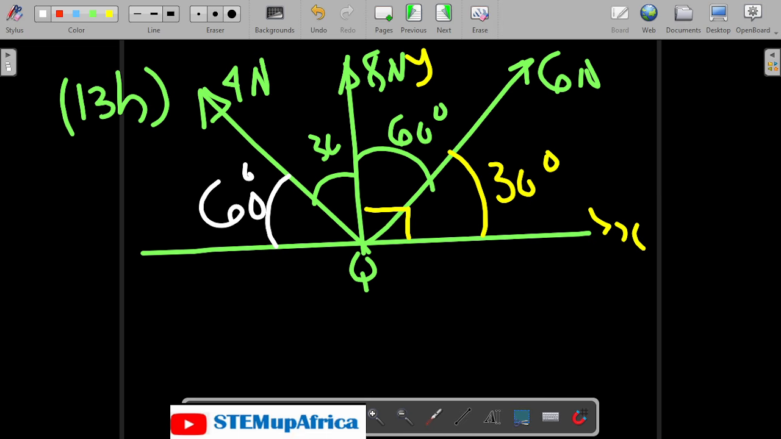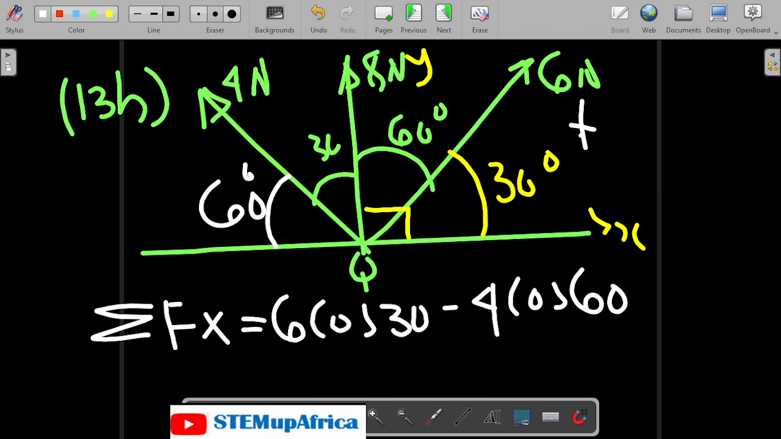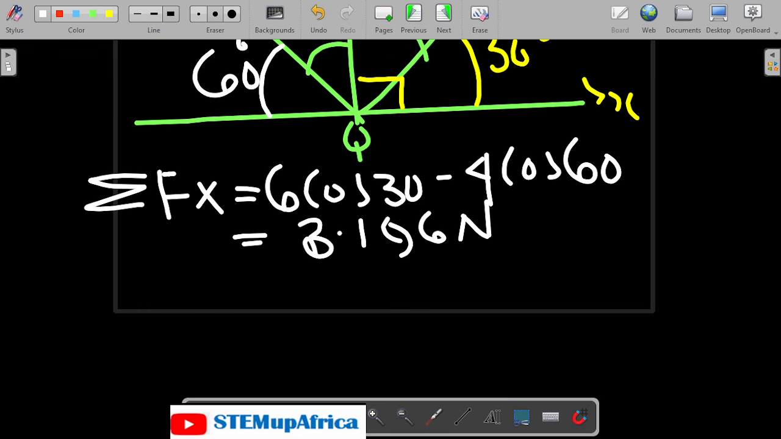With that, I can resolve by looking for summation F of x. Here we have 6 cos 30 minus 4 cos 60. Cos here is positive, cos here is negative, that's why I'm having negative there. So we are going to have 6 cos 30 minus 4 cos 60. You do it directly on your calculator, I'm having 3.196 Newton.